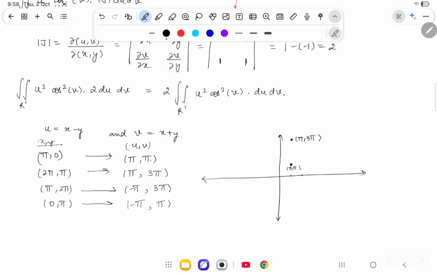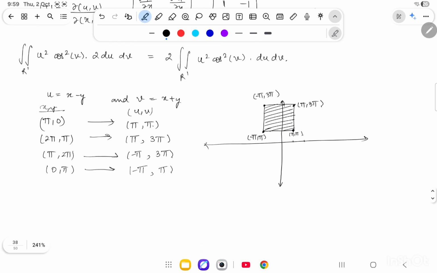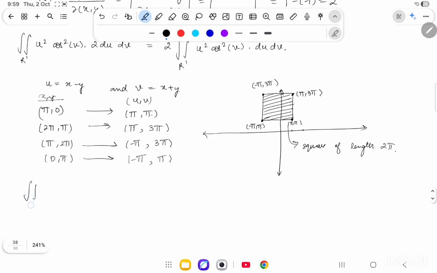Another point is minus pi comma 3 pi, so that is somewhere here. Minus pi comma 3 pi and minus pi comma pi somewhere. Now let's join these points to see the area that we'll get. So post transformation, our rhombus reduces to basically a square of length 2 pi. Now our integration basically reduces to integration over region R dash.